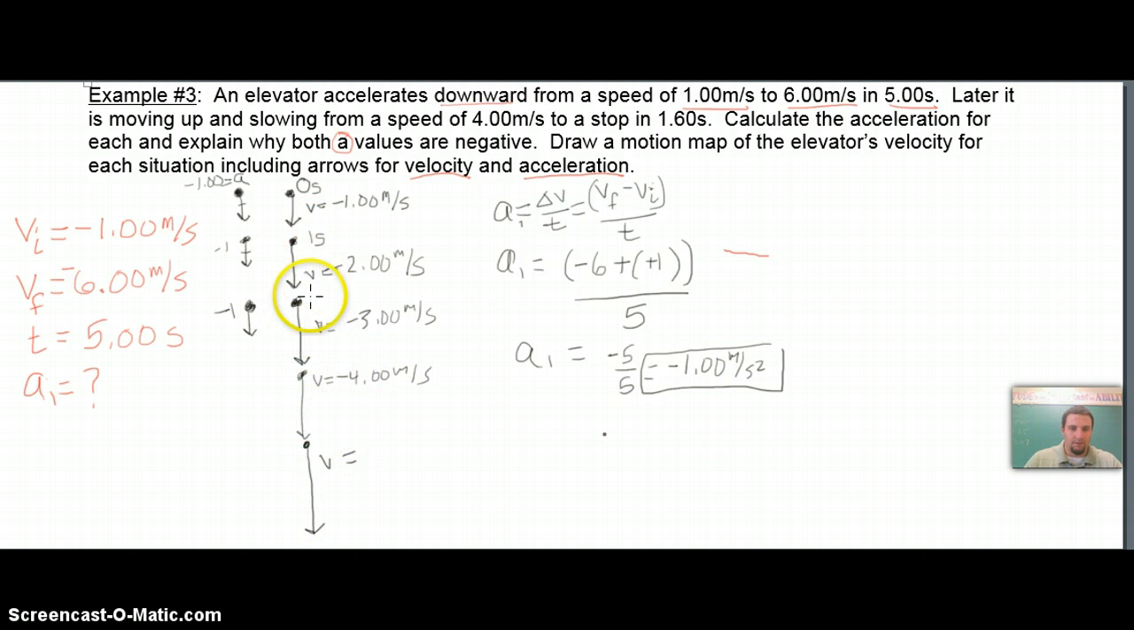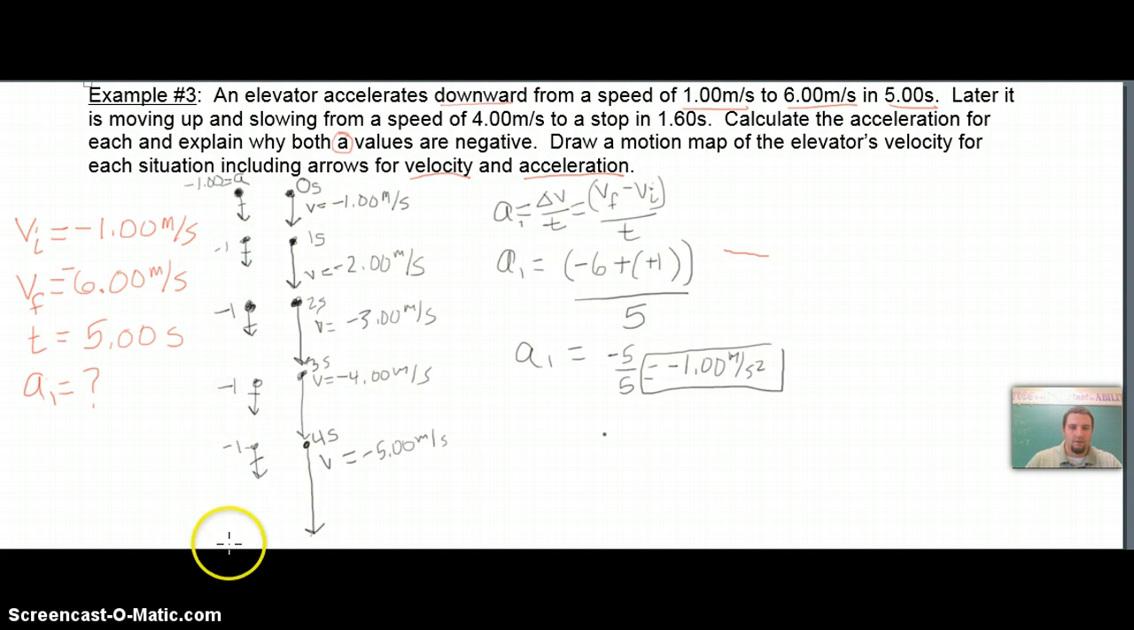Sorry, I didn't include the times. 2 seconds, 3 seconds, right here, that's 3 seconds. This is 4 seconds. Okay, at 4 seconds, our velocity is -5. Our acceleration is still -1. Same here. These are all the same.